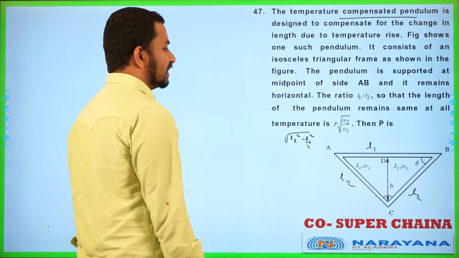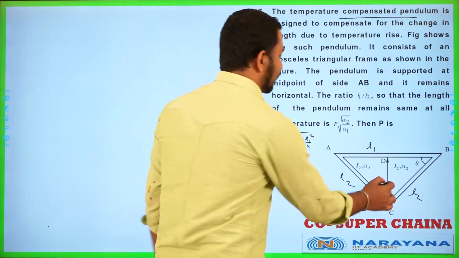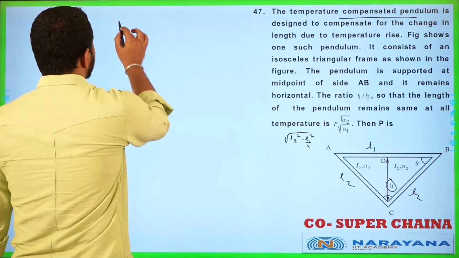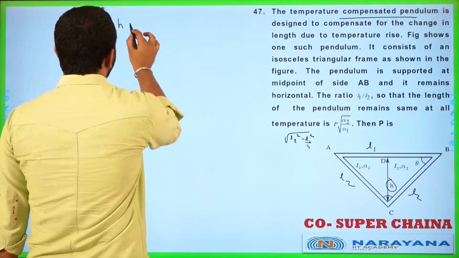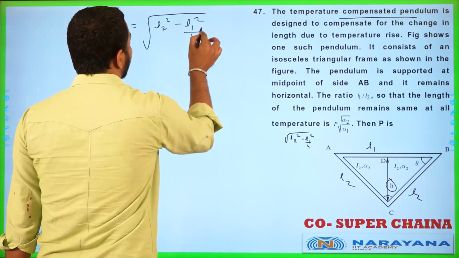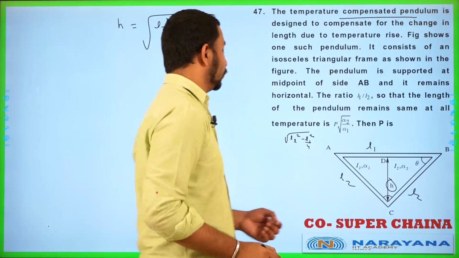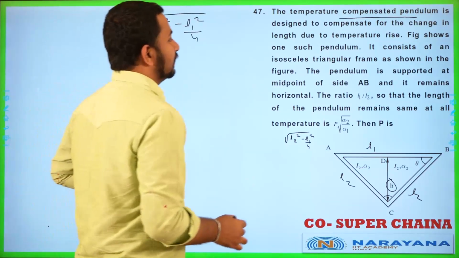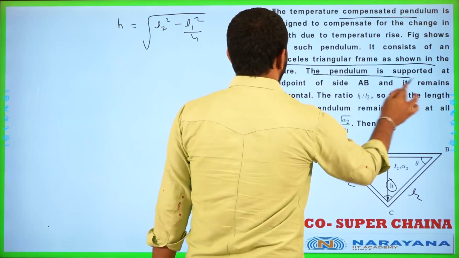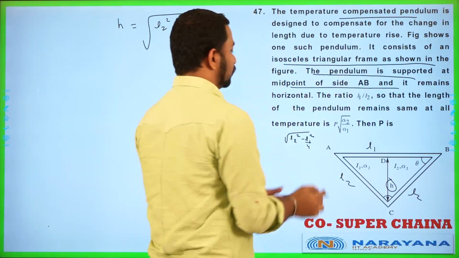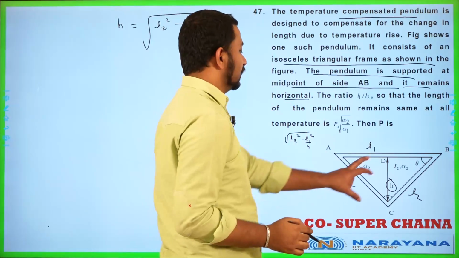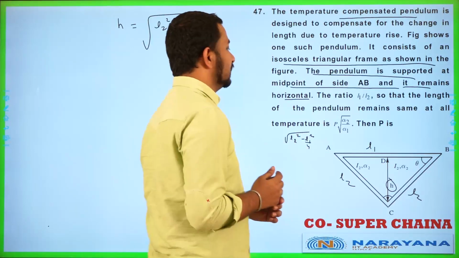If I have kept this as L1, then this height is given as H. From this right angle triangle, H can be found out. H will be nothing but the square root of L2 square minus L1 square by 4, because this will be half of L1, that is L1 by 2. Now it is given that the pendulum is supported from the midpoint of the side, so that's why we have taken L1 by 2. It remains horizontal.